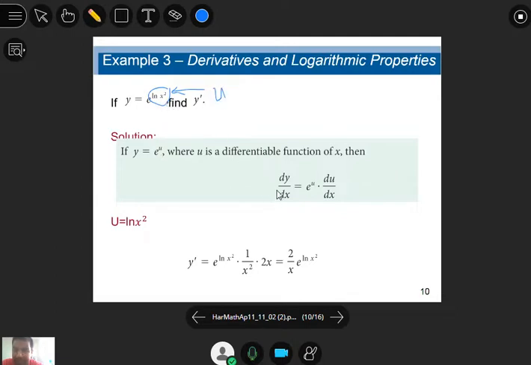Now let's take the derivative dy over dx. Use this formula. So e to the power u remains the same, e to the power ln x squared. Now you need to take the derivative du over dx. Last day we learned how to take the derivative of a logarithmic term such as ln x squared. So first I take 1 over u, then 2 times x. So finally the result is this one.